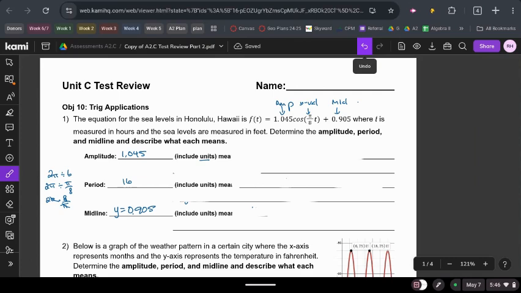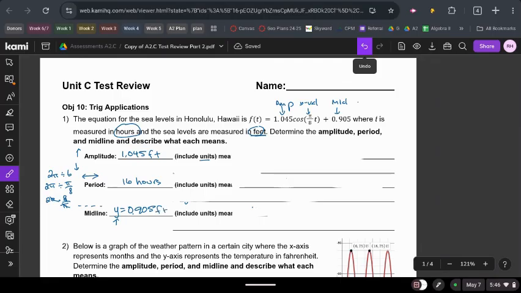What I mean by units is the measurements that they use. They use hours versus feet. Amplitude has to do with how far up or how far down something goes. So that's the y value. That's talking about the feet. The period is measuring how long it takes for a cycle to repeat. So that would be the 16 hours. And then the midline is that dotted line that goes through the y values. That would be in feet as well.